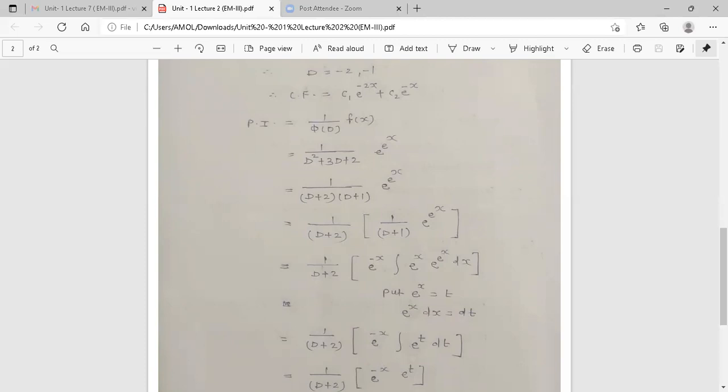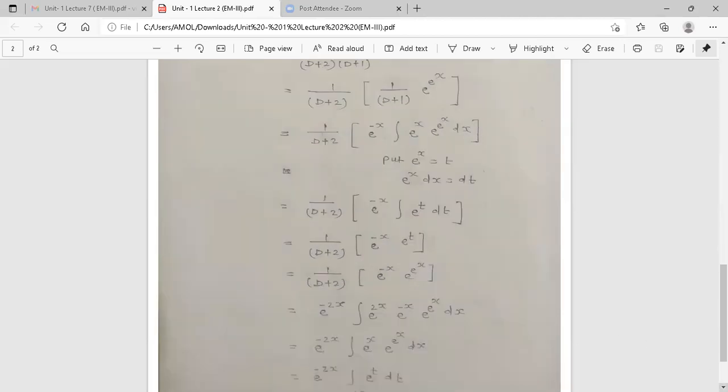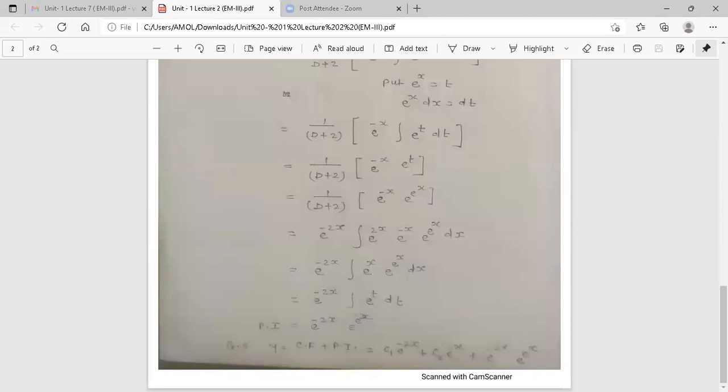Now e raised to minus x as it is, and the integration of e raised to t is e raised to t. E raised to minus x as it is. Now replace this t by e raised to x. So it is e raised to minus x into e raised to x. Now it is 1 upon D plus 2, now solve for 1 upon D plus 2. Now the new function is here, e raised to minus x into e to the power e raised to x. This is your new function now after solving for D plus 1.